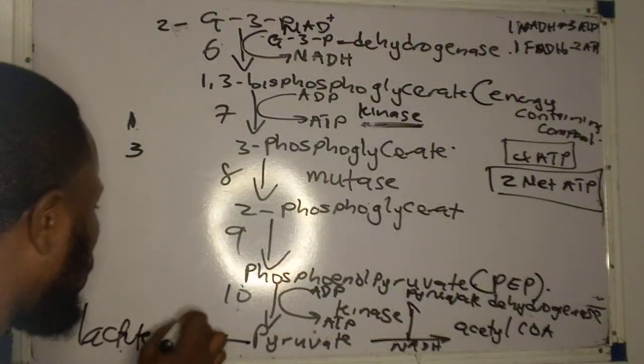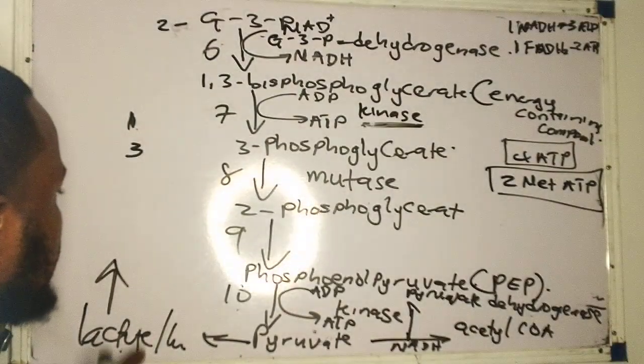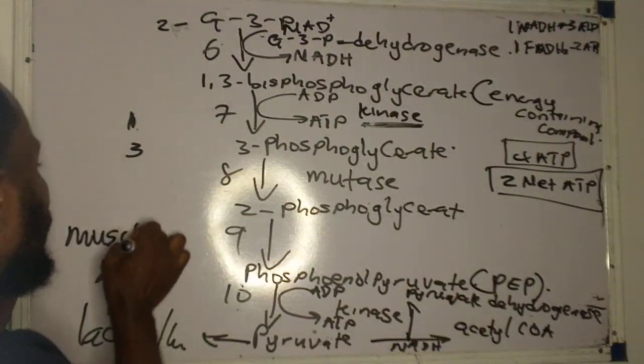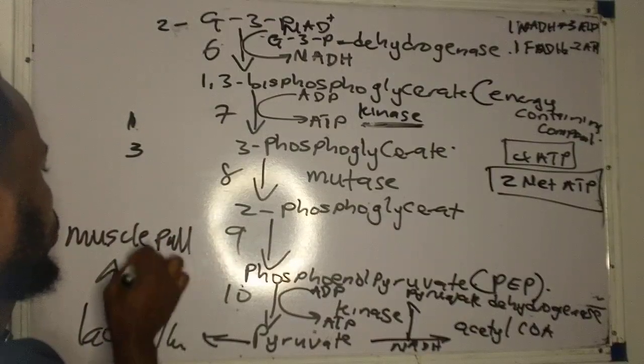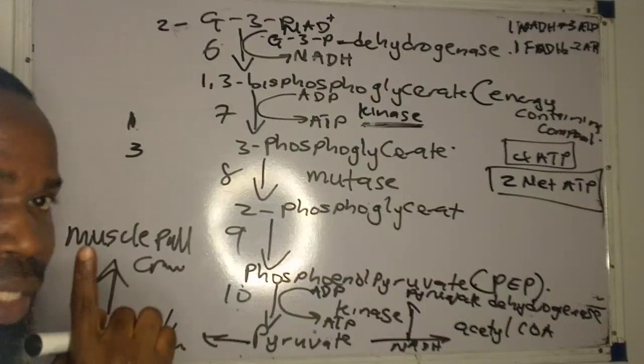Now, this pyruvate too, in muscle, when there's absence of oxygen, can form lactate, or lactic acid. An accumulation of this lactate or lactic acid results in muscle pull, or what you call muscle cramp or muscle fatigue. I hope you understand this matter now.